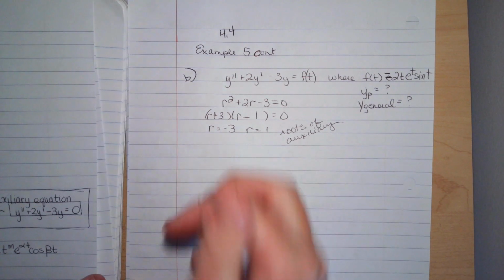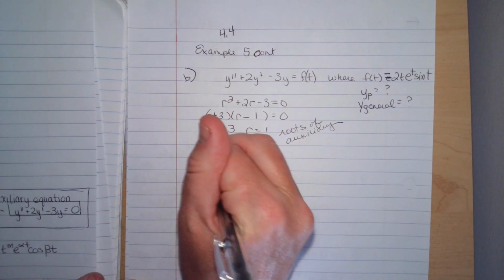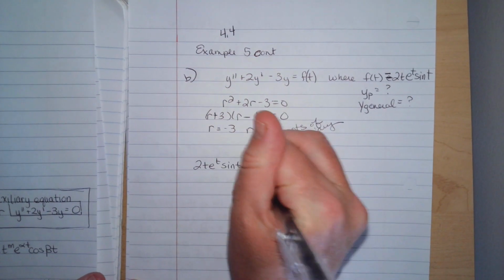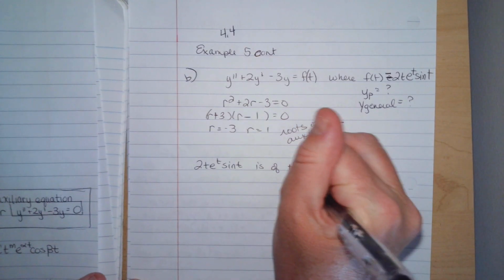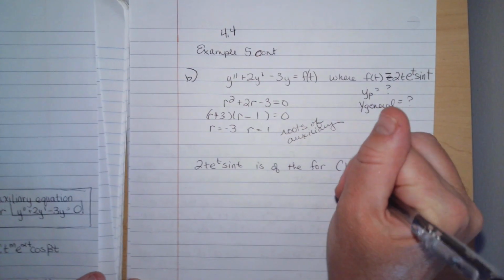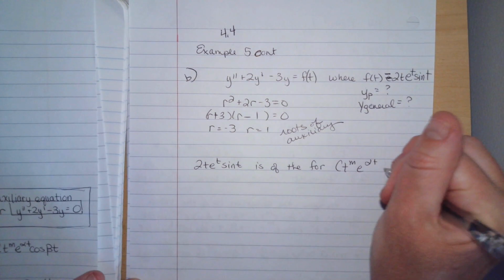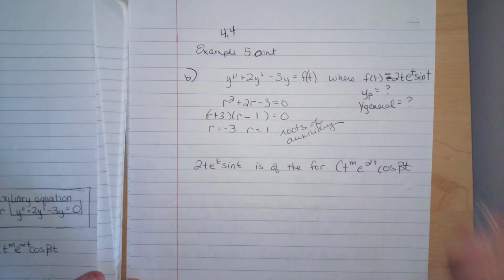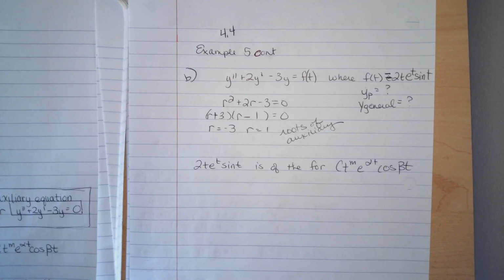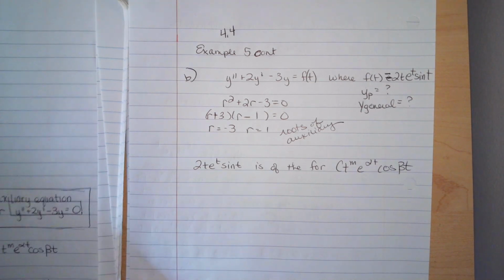So we notice that 2t e to the t sine t is of the form c t to the m e to the alpha t cosine beta t, right? We're using our notes, and we should have a summary of this in our notes. It's in your textbook, a nice summary in section 4.4 in a chart. I also believe I took a screenshot and put it in your module.